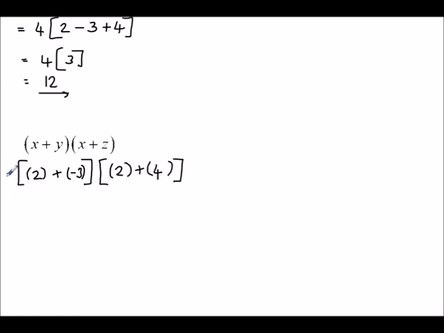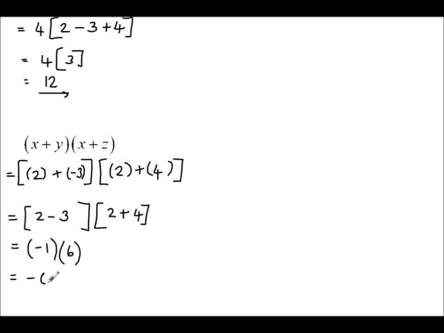Right, let's simplify. Work from the inside out so that these brackets will remain. 2 positive multiplied by negative is negative 3. 2 positive multiplied by positive remains positive. Now we simplify inside each bracket. 2 minus 3 will give me minus 1. 2 plus 4 is 6. I'm now multiplying these two factors together. A negative multiplied by a positive is negative. 1 multiplied by 6 is 6.